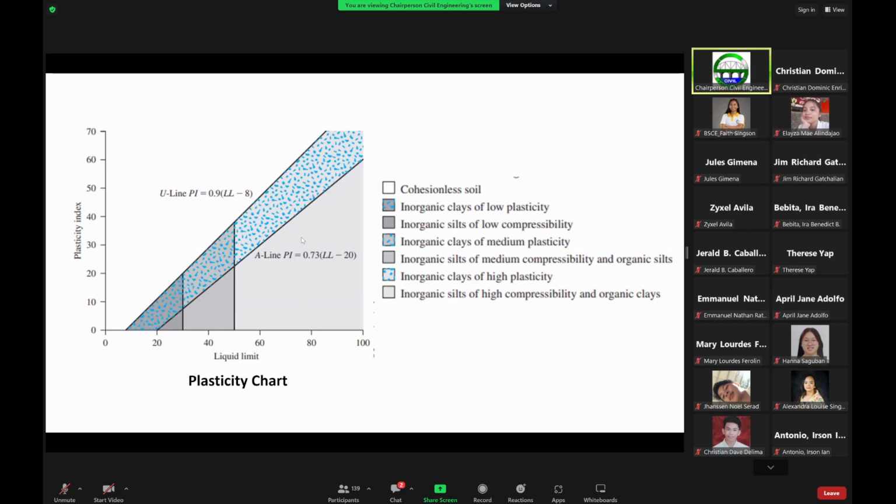And then in this region, the organic clays have the same region as the inorganic silts of high compressibility. So again, we don't like this term also. As far as construction is concerned, we don't like highly compressible soils. So that's this one here.